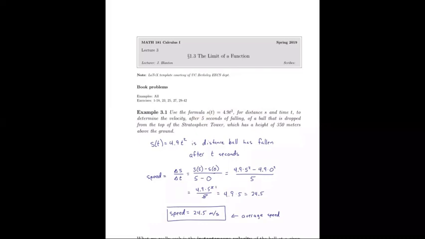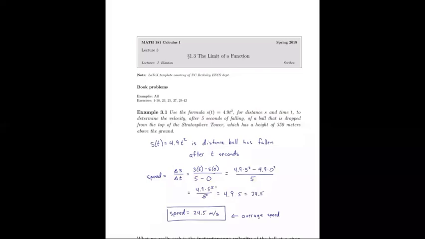So as I said, we'll use this formula. It's the distance the ball has fallen after t seconds. Remember that speed is the change in distance over the change in time, or distance over time. In this case, position after 5 seconds minus position after 0 seconds. This will give us the distance the ball has fallen. And then 5 seconds minus 0 seconds. This is the change in time. This is from the 0th second to the 5th second. So that's going to be 5 seconds that have gone by.